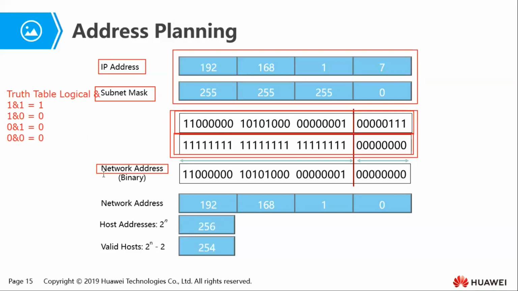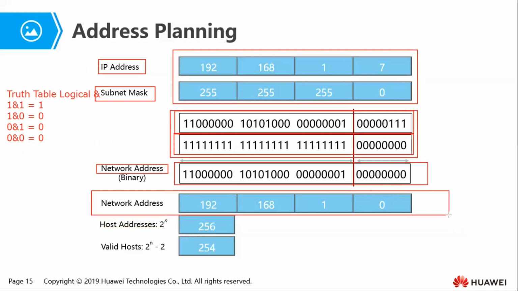So we do a logical AND. Once you do a logical AND, bit by bit, you will get a certain binary value. When you convert this binary value into decimal, then that will be your network address. And this is a common question in the exam. So this will be your network address.